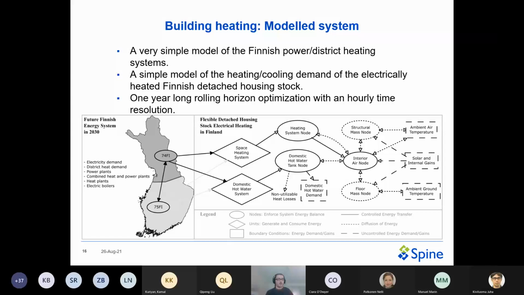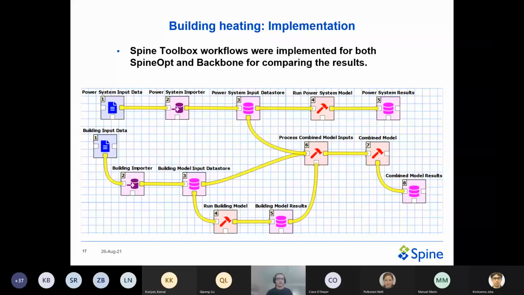Now, what we wanted to do in this case study was to compare the results of this model in SpineOpt, which is the modeling tool we've developed in the Spine project, against VTT's old Backbone model, which we have been using for studies like this in the past. So we wanted to compare the performance of these models and the results of these models. And this is basically an illustration of the Spine Toolbox workflow, and I'm going to quickly walk you through it.